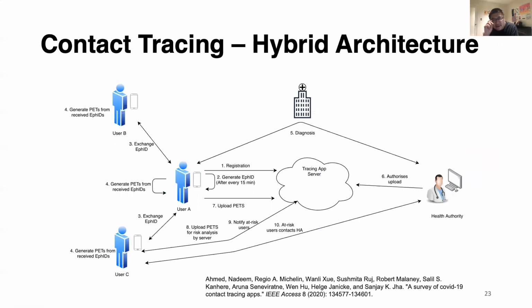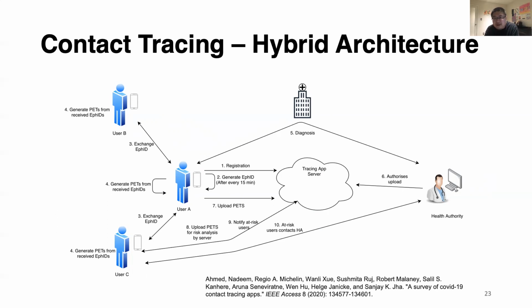And finally is the hybrid architecture. In the centralized architecture, the server performs all the complex tasks, such as temporary ID calculations, encryptions, decryptions, risk analysis, and notification of alerts for at-risk contacts. On the other hand, all these functionalities are delegated to devices in the decentralized architecture, keeping the server only as a bulletin board for lookup purposes.